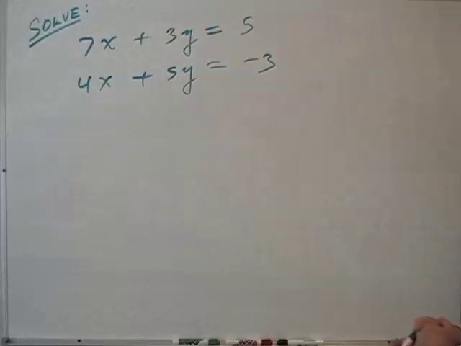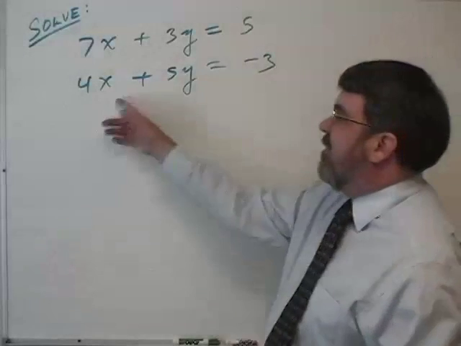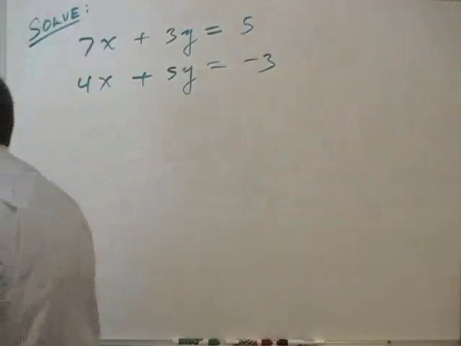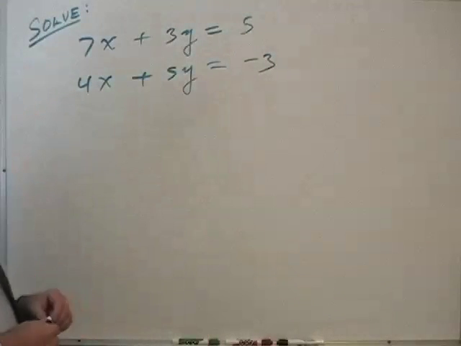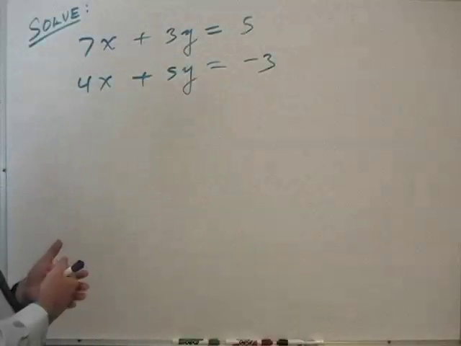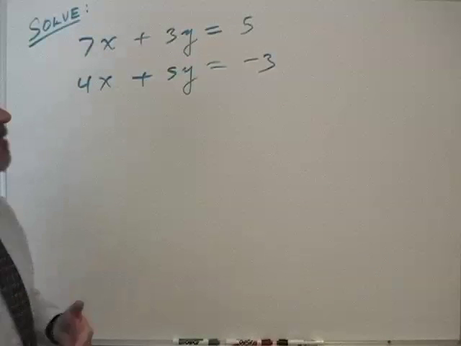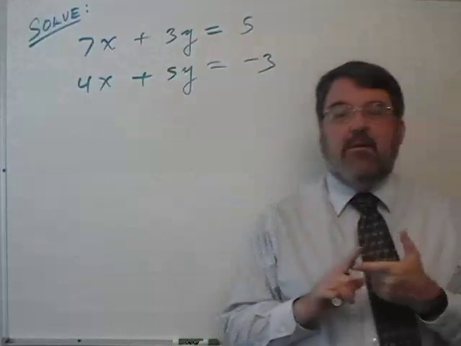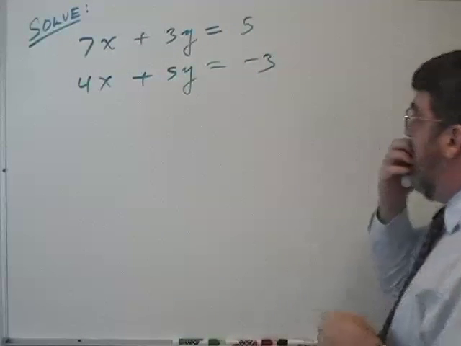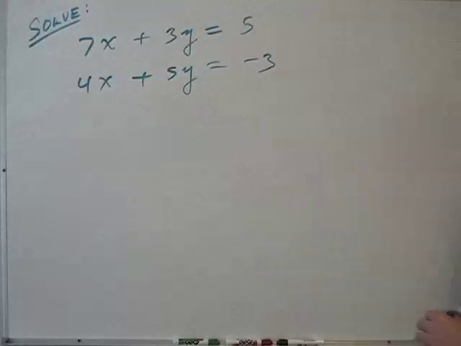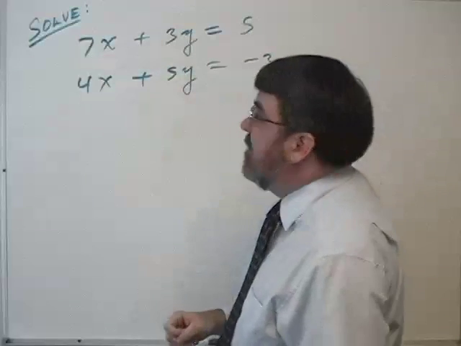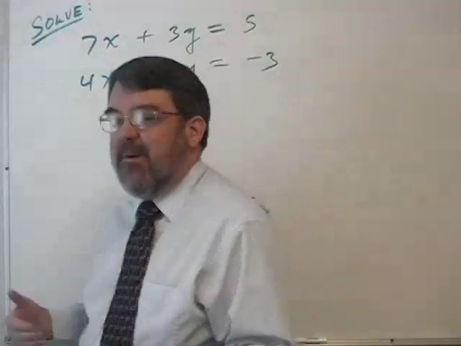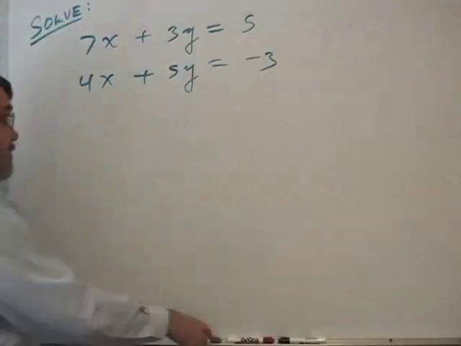All right, solve 7x plus 3y equals 5 and 4x plus 5y equals negative 3. And again, I want to employ an elimination strategy, and we have to decide, do we want to eliminate x or do we want to eliminate y? Honestly, it doesn't matter. It's your choice which variable to eliminate, but I tend to go with smaller numbers. I'm looking at the x's, 7 and 4, and y's, 3 and 5. The y coefficients are smaller, so why don't we eliminate the y in this case?